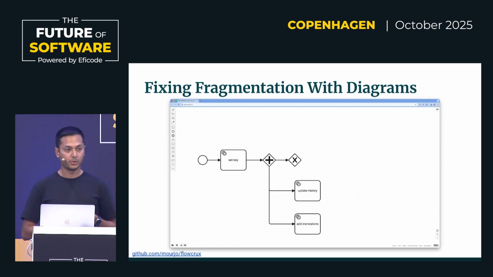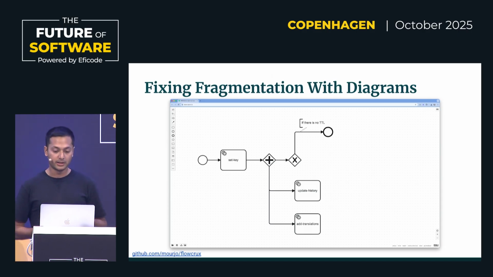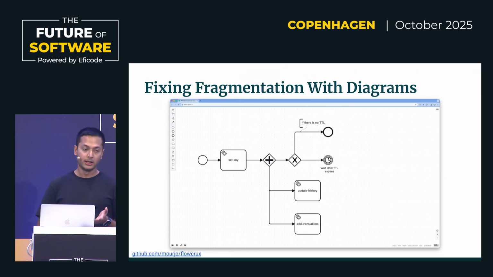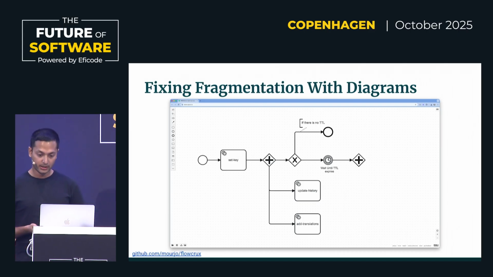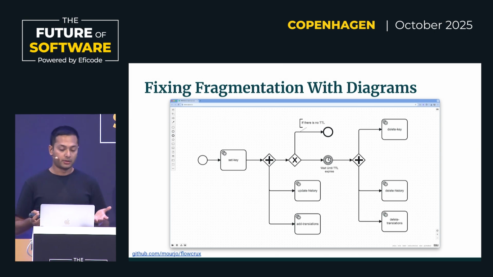Once that is done, we make a decision. If it is not an expiring key, that is, it doesn't have a TTL, time to live, then that's it. This is the whole picture. However, if there is an expiry to it, then we wait until the expiry happens. Then we do a few other things, cleanup of the key, cleanup of the history, and cleanup of the translations. That's really what we wanted to do.